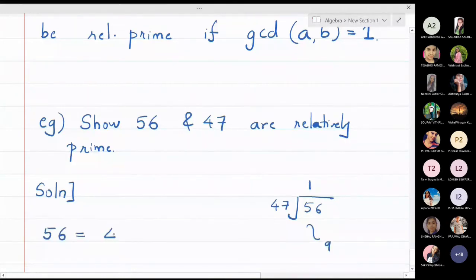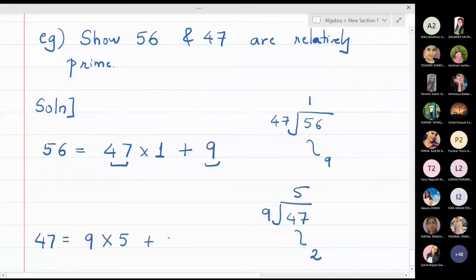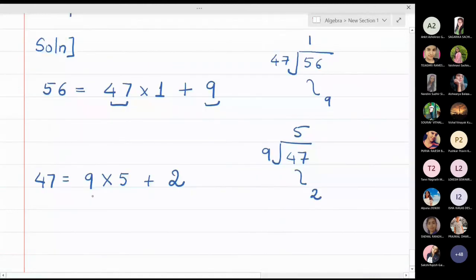In the next step, I will pick up 47 and 9. So when I divide 47 by 9, I will get the quotient 5 and the remainder 2. So I can write 47 is equal to 9 multiplied by 5 plus 2. The next step tells me I have to look at 9 and 2. When I divide 9 by 2, I'm going to get 4, and the remainder is 1. So I can write 9 is equal to 2 into 4 plus 1.